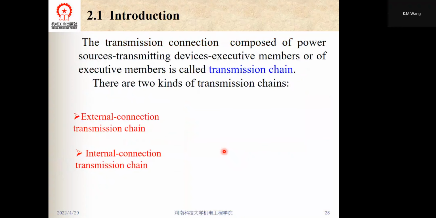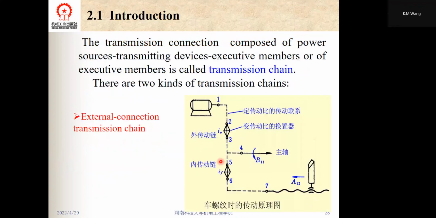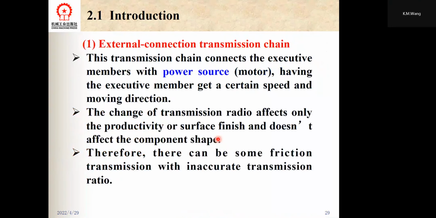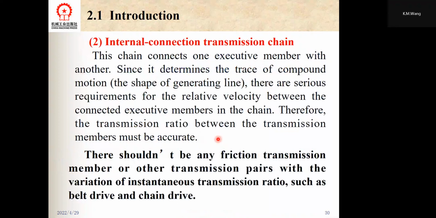the internal connection transmission chains. Like this. This is a spindle, and this is a motor. So this is the external connection transmission chains, and this is the internal connection transmission chains.